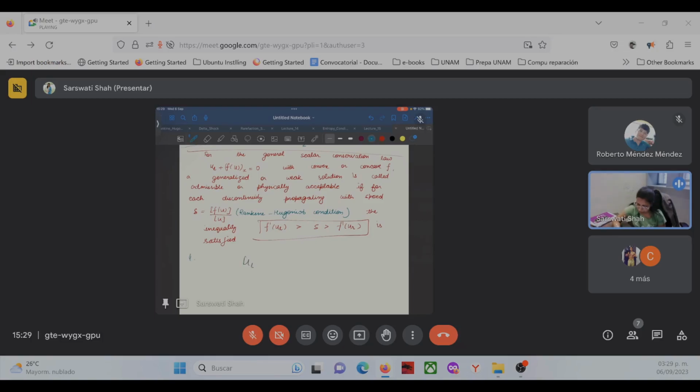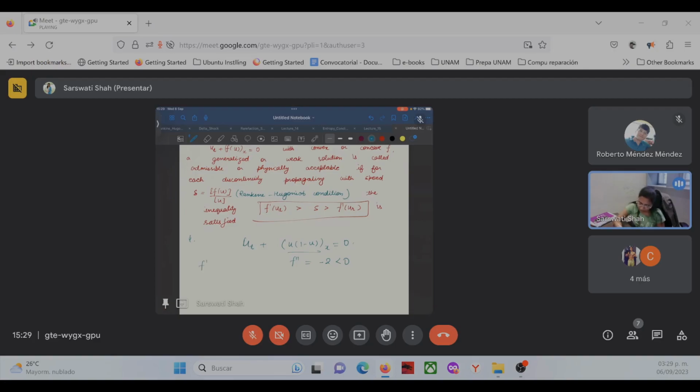I have given you u_t + u(1 - u)u_x = 0. So f double dash is minus 2, that is a concave flux function, is it not? And f dash of u is 1 minus 2u.